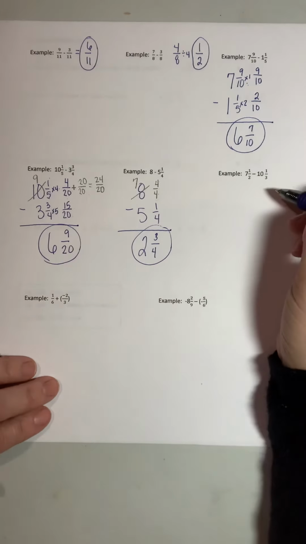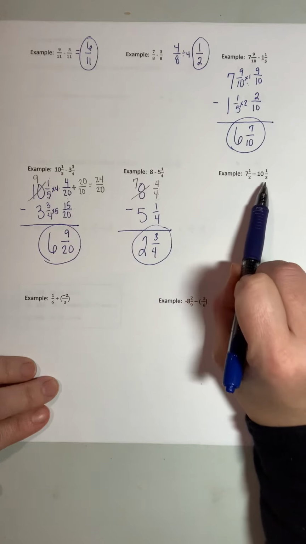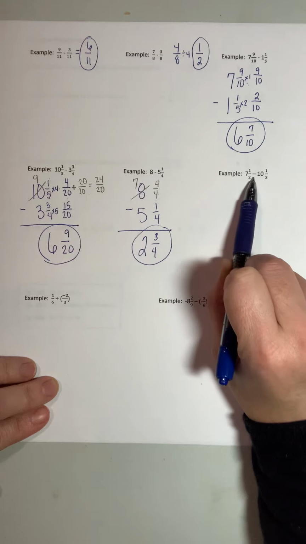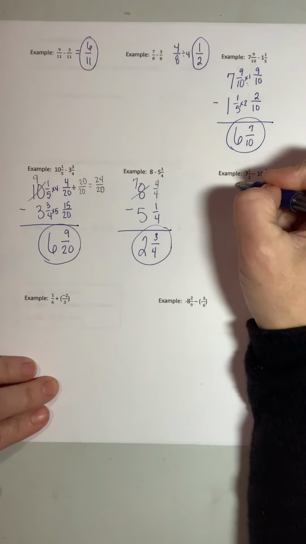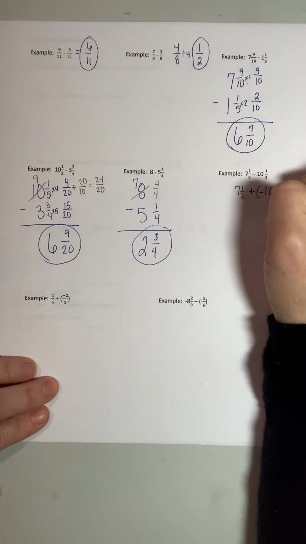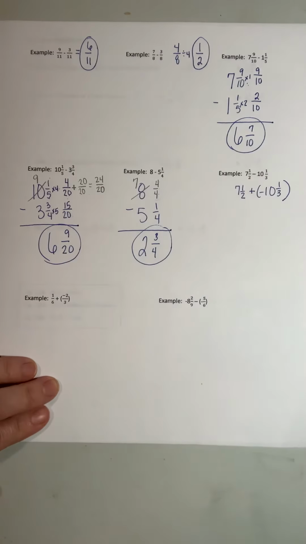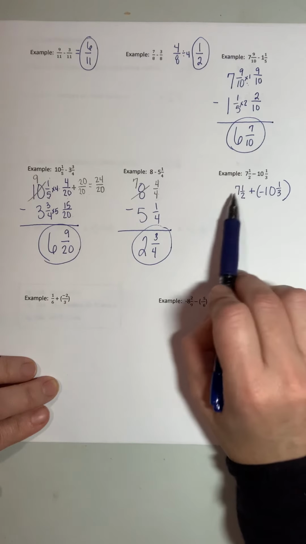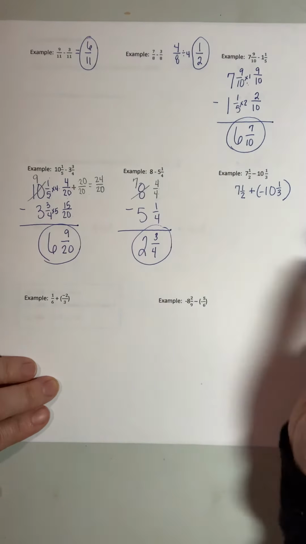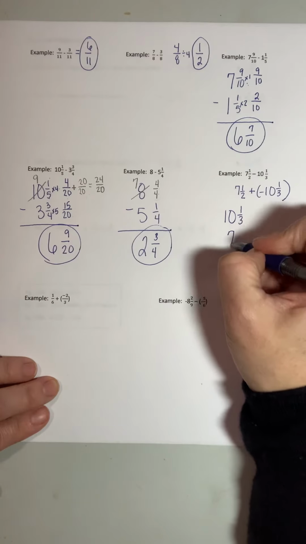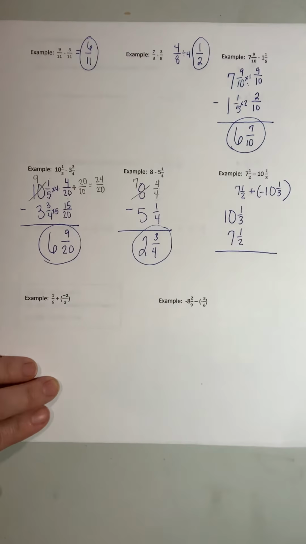Okay, next one. You will notice that I have a 10 and a 7, and you can't take 10 away from 7. So this is a keep, change, change. Now, I have an addition problem, but I have one of each. And when you have one of each, you subtract. And when you subtract, you put the bigger one on top. So 10 and 1/3 minus 7 1/2.